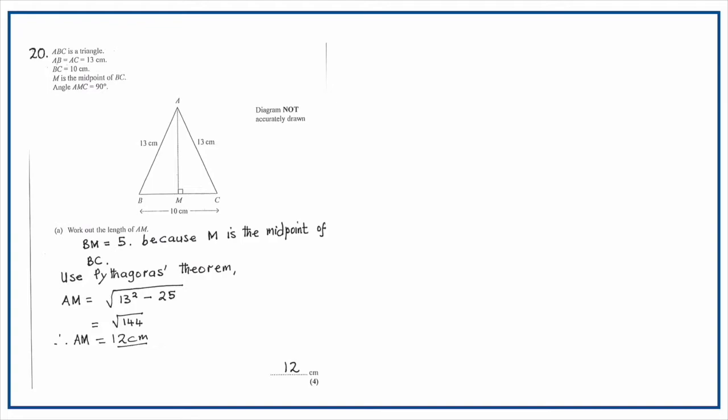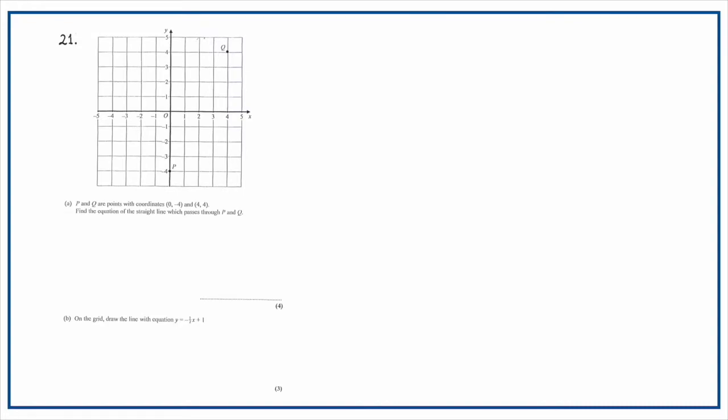Question 21a. P and Q are points with coordinates (0, -4) and (4, 4). Find the equation of the straight line which passes through P and Q.